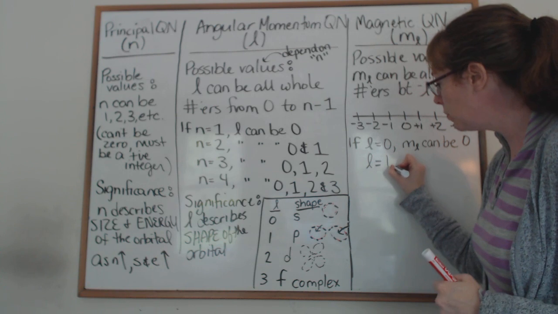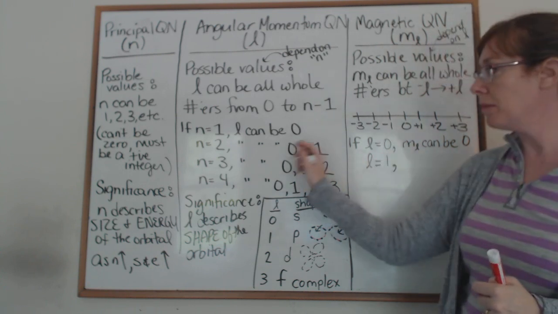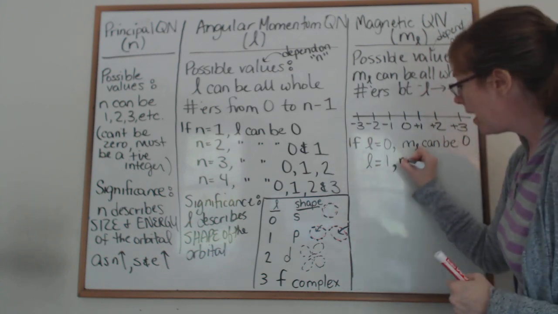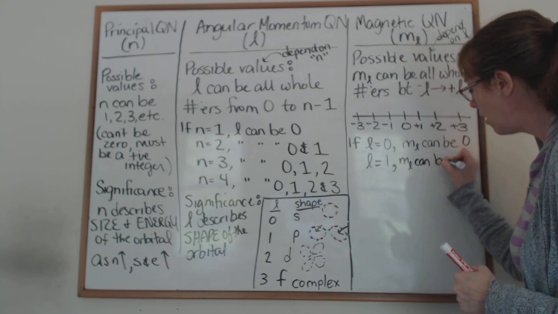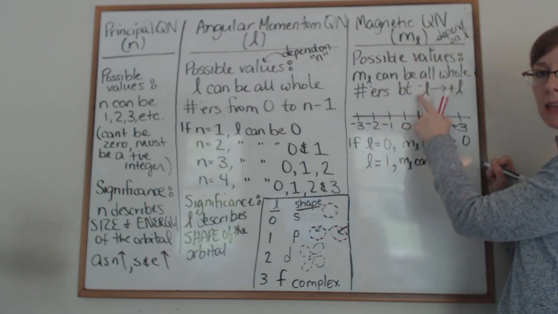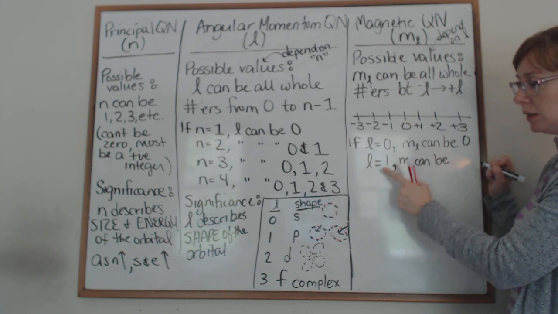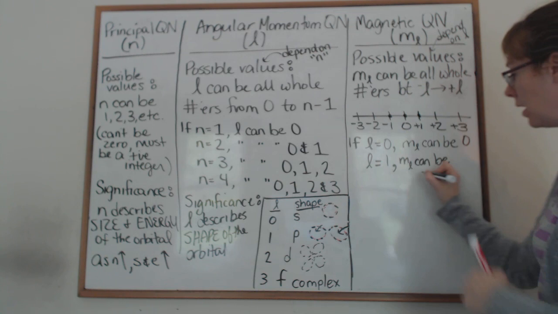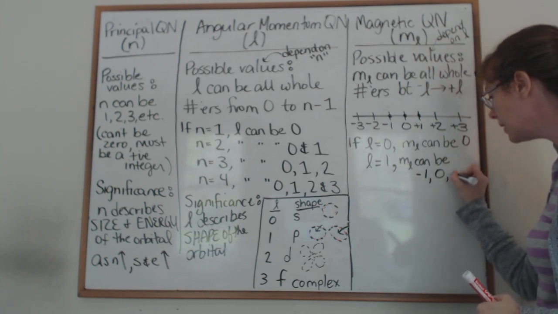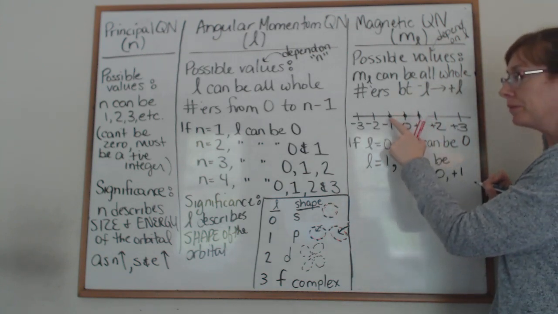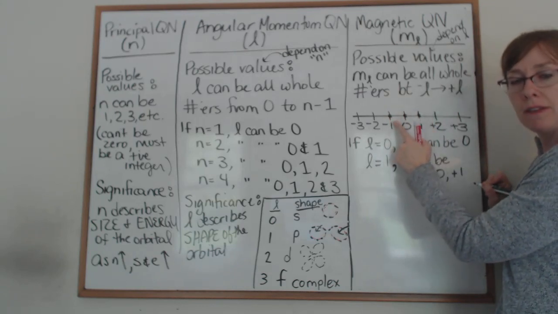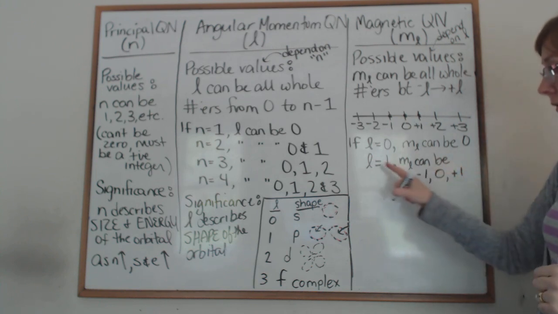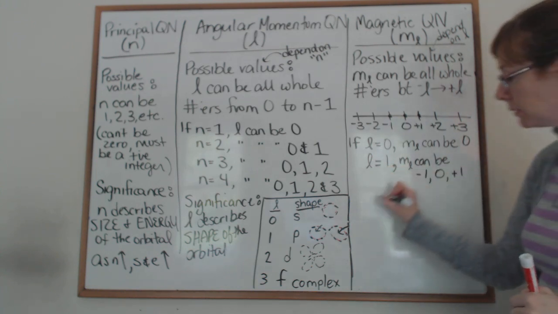However, if l is equal to 1, which is the next number that l could have been, then m_l can be all whole numbers between negative 1 to positive 1, because l is 1. So it can be negative 1, 0, and positive 1. You just want to walk up the number line from the negative l to the positive l, and you could list all of those as possible values for m_l. So with this one, you can get 3 possible values.